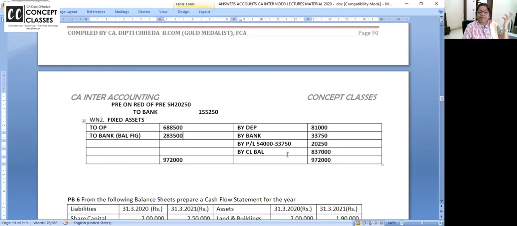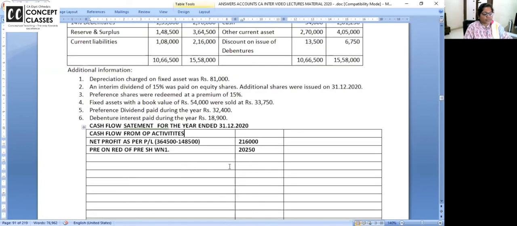Loss is already debited in the P&L account, but no money has gone out. Loss is a book entry, add back. And then purchase 283,500 also we will take. ठीक है? Right. So come to the P&L account first.